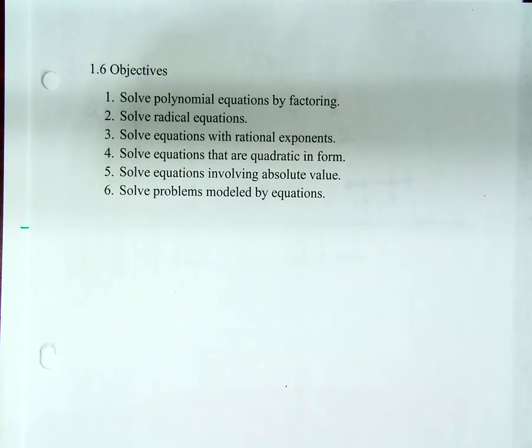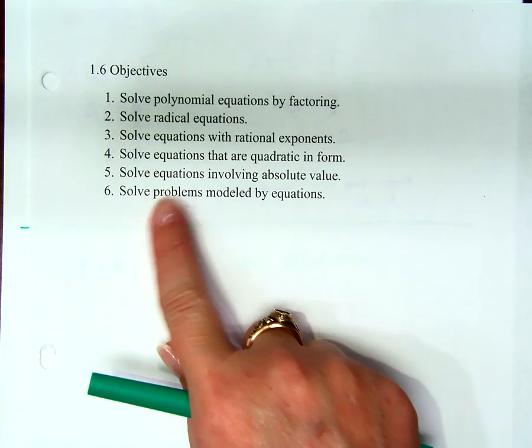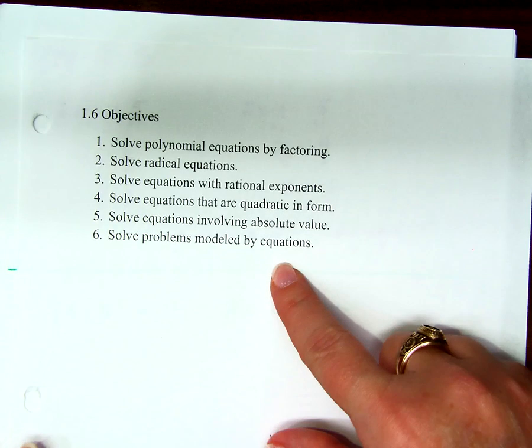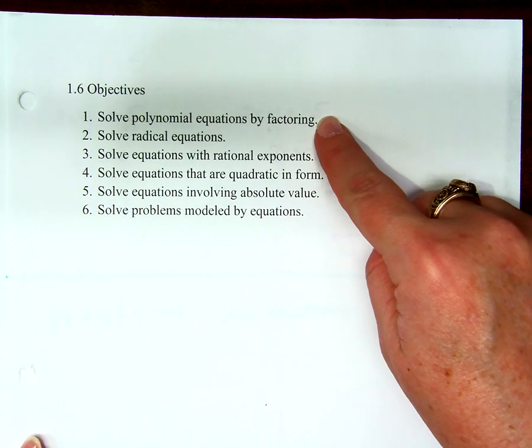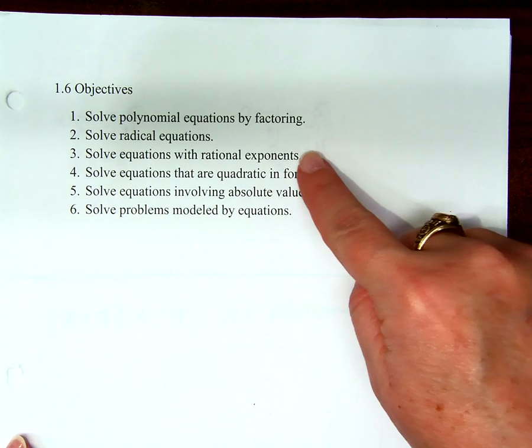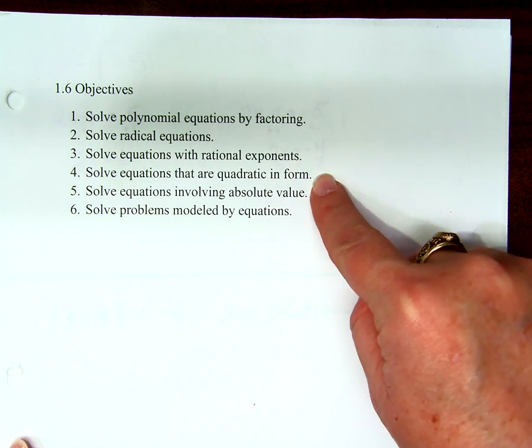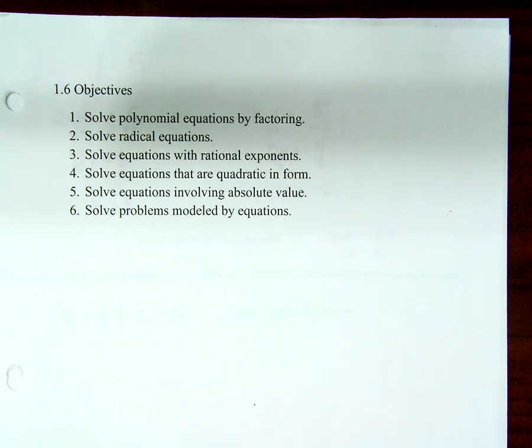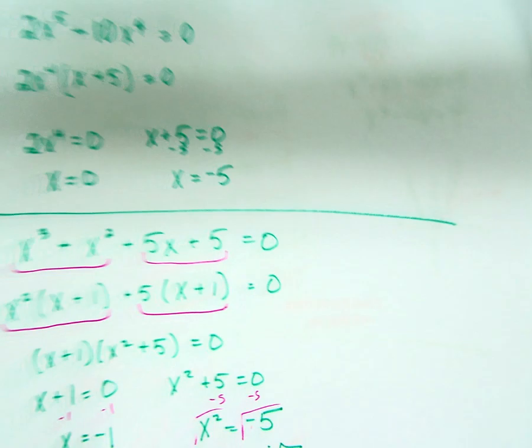The last thing on your objectives is asking about solving problems modeled by equations. And what does that usually mean? Word problems. There are going to be word problems relating to factoring, radical equations, rational exponents, quadratic in form, and absolute value. So it's basically figuring out the numbers to write down and then solving them just like we just did in these examples back here.